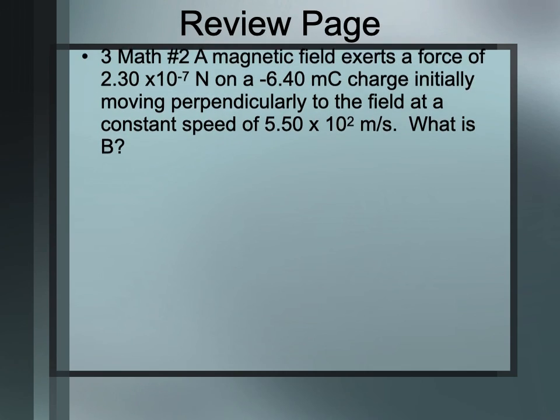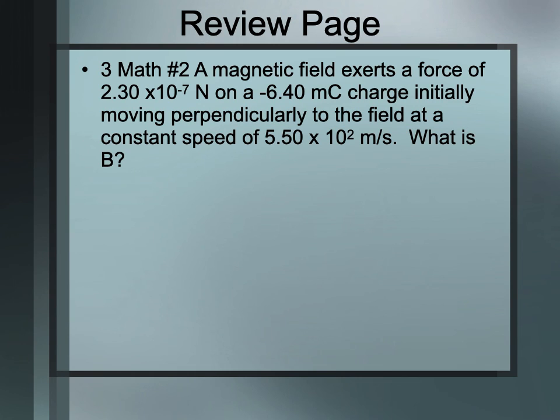Okay, so you have a math question. This is number 2. We're skipping number 1 for the record, and we're doing number 2. The magnetic field exerts a force of 2.3 times 10 to the negative 7th newtons on a negative 6.40 millicoulomb charge, initially moving perpendicularly to the field at a constant speed of 5.50 times 10 to the second meters per second. What is B?